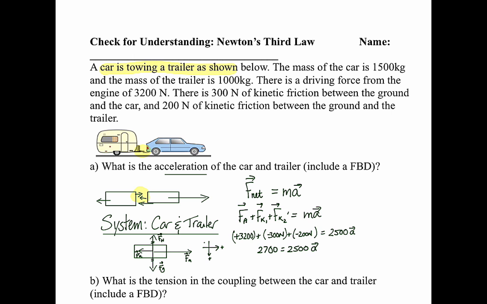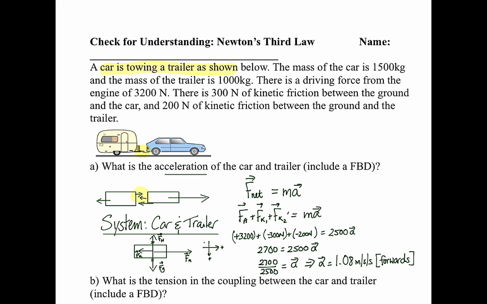So I divide both sides by 2500, and a then comes out to be 1.08 meters per second squared. It's a vector quantity as shown by the vector symbol, and so we'll say forwards. It's a positive value, so it's forwards. Since we consider the car to be moving to the right, it's also accelerating to the right, so it would be speeding up in this case.